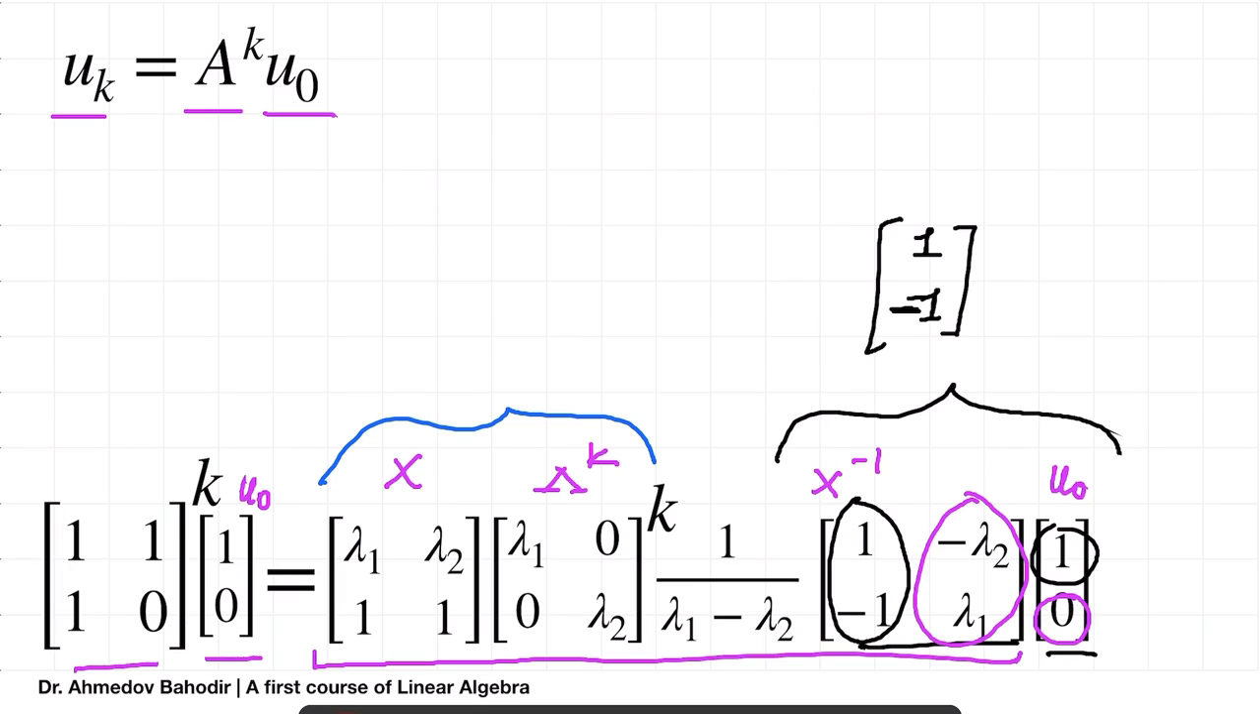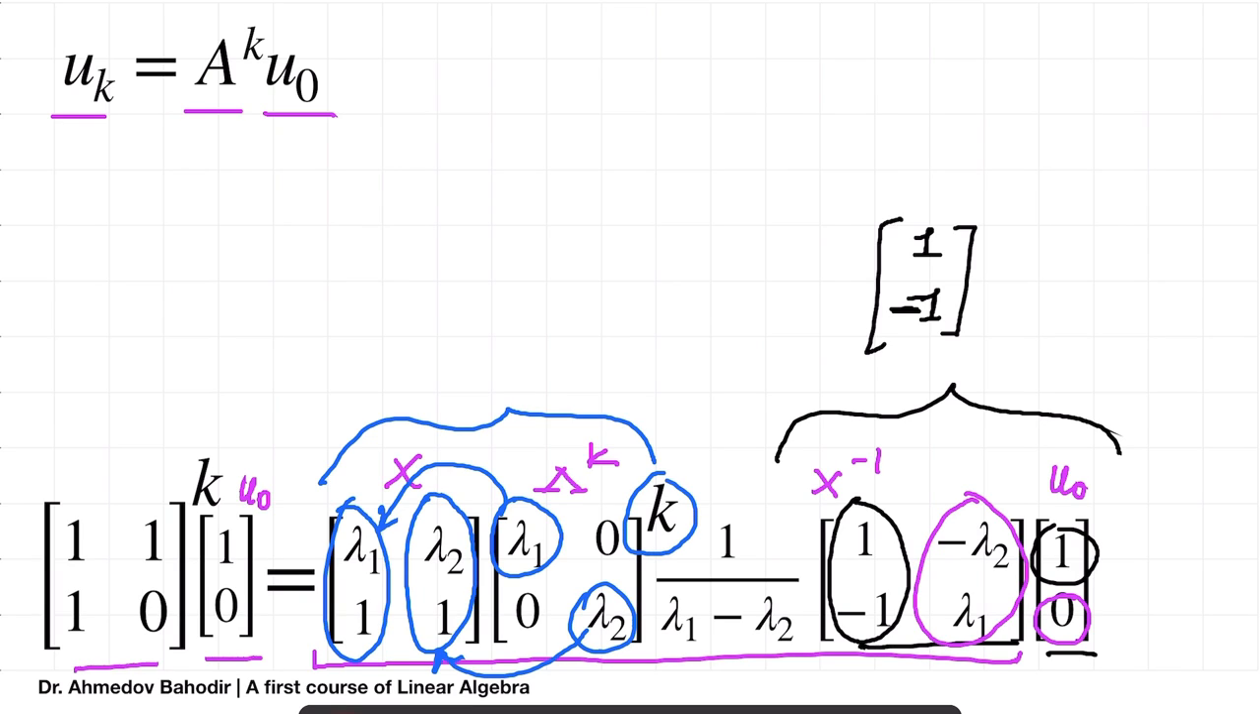We are now going to multiply these two matrices. If you remember, when you multiply a diagonal matrix from the right, those entries on the diagonal are going to be multiplied by the corresponding columns. So lambda 1 is going to be multiplied by the first column, and lambda 2 is going to be multiplied by the second column. Please note that they are raised to the power k. So this multiplication is going to be equal to lambda 1 to the power k times 1 and lambda 1 to the power k, because lambda 1 to the power k is going to be multiplied by the first column. So the second column is going to be lambda 2 to the power k times 1 and lambda 2 to the power k.